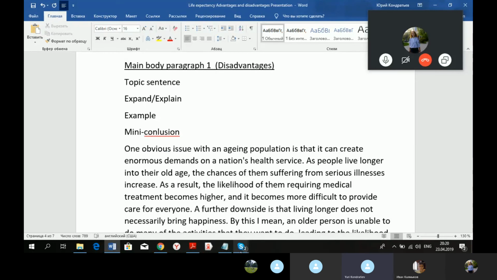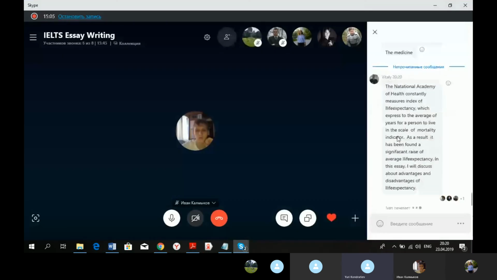I will have a look at Vitali's variant. The National Academy of Health constantly measures index of life expectancy, which expresses the average of years for a person to live in the scale of mortality indicator. As a result, it has been found a significant raise. No, a significant raise has been found, or a significant raise of average life expectancy. Life expectancy, there are two different words. A significant raise of average life expectancy has been found or has been discovered.